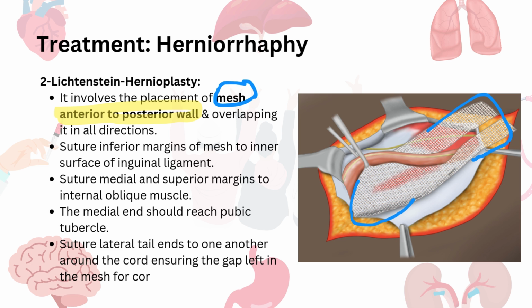Then you will suture the inferior margins of the mesh to the inner surface of the inguinal ligament. You will suture its medial and superior margins to the internal oblique muscle. The medial end should reach the pubic tubercle, and suture the lateral tail ends to one another around the cord, ensuring that the gap left in the mesh for the cord is enough to admit the little fingertip. So what you are doing, you are using a mesh, you are suturing it from all sides, and you make sure that the lateral border of the mesh is tied around the cord, and there is a gap of one little fingertip in that.